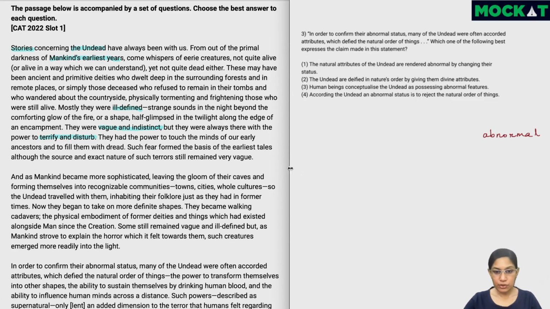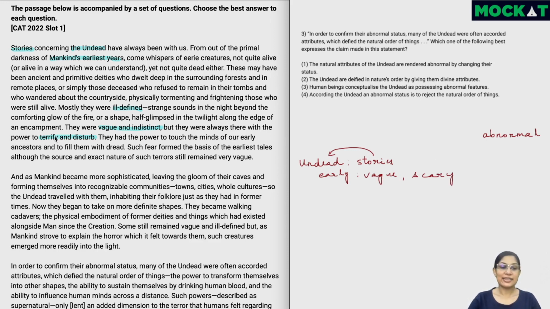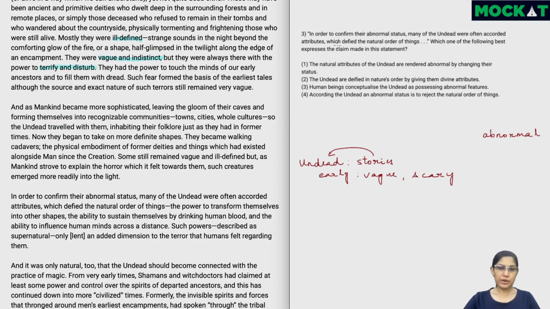Now before we continue, I'll just take very short notes. Even in really early times, there have been these stories about the undead. So, stories of the undead. And earlier they were vague, but they were quite scary. They terrified our ancestors, they filled them with dread. These were essentially creatures that were not quite alive and not quite dead. I'm not writing it again because the undead anyway gives that meaning. Now let's read on and look out for this word abnormal as we keep reading.